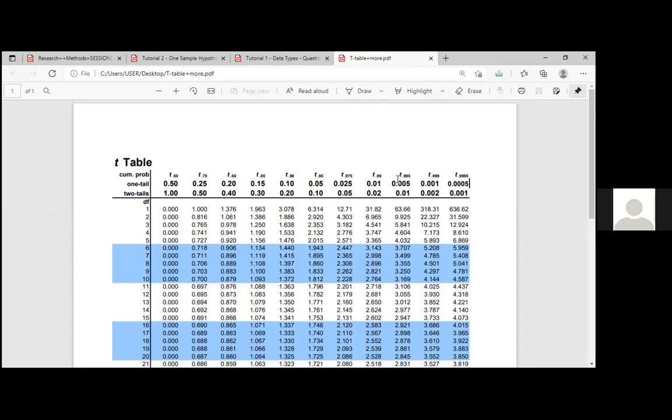So you said if alpha is not given, it's 5%. What is alpha? 5%. Okay.